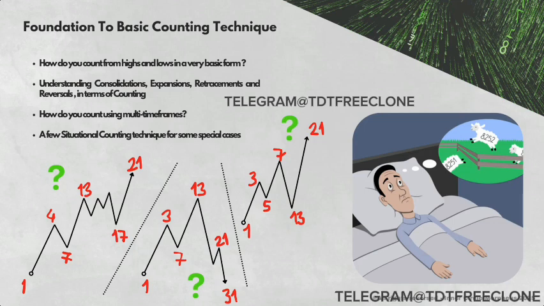I put here a few counting examples. You might be asking yourself, when do I need to anticipate a reversal? When do I need to anticipate an expansion, consolidation, or a retracement? I'm just showing you a few examples here. Without comprehensively teaching it, let's discuss the first example.